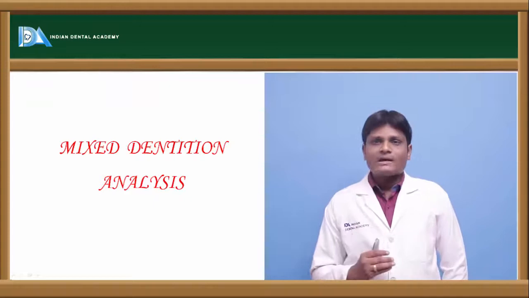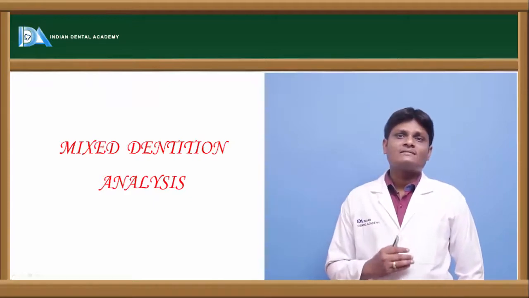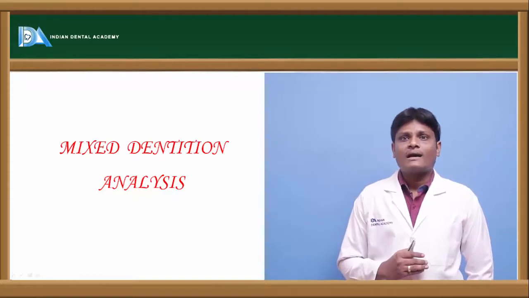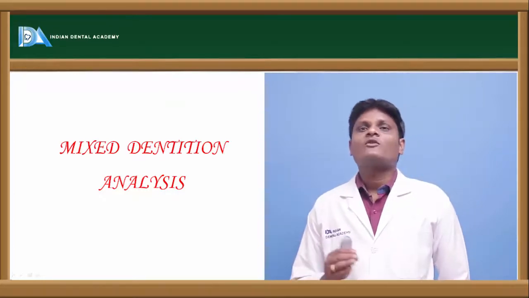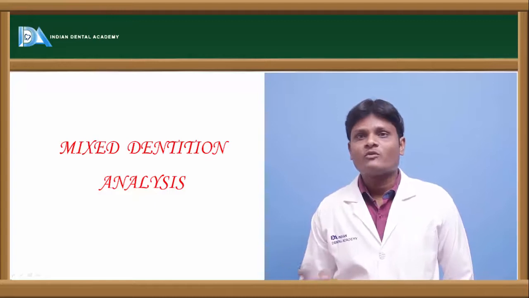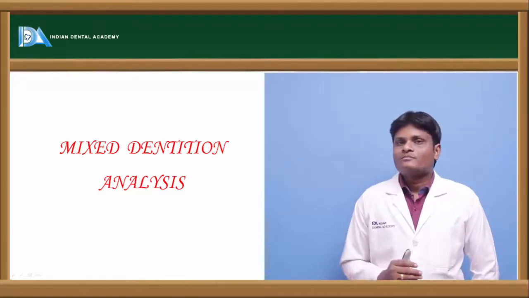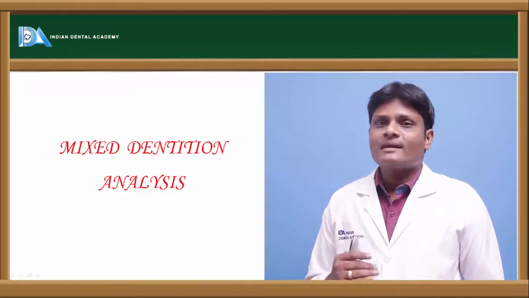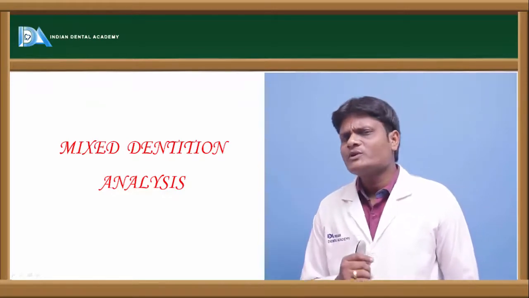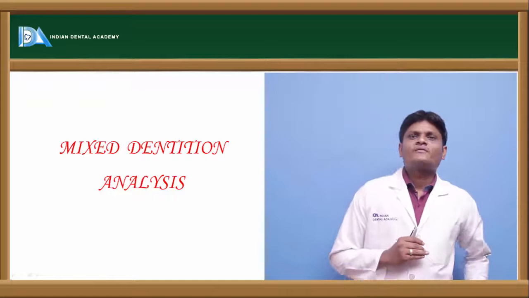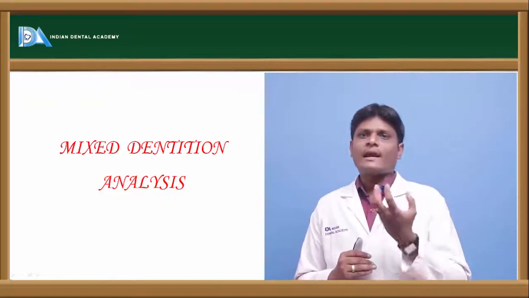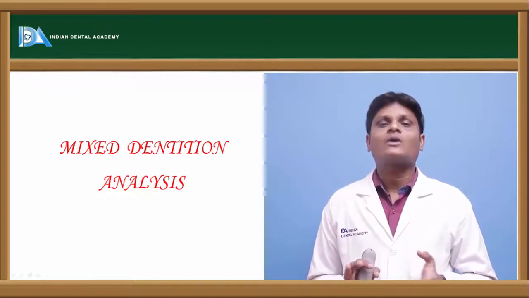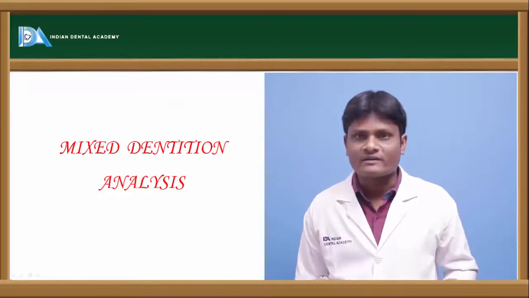So those are the permanent dentition analyses that are most commonly used clinically and most commonly asked from the academic point of view and from the examination point of view. Now, the next important thing is mixed dentition analysis. As I told you, in the permanent dentition we have a full complement of permanent teeth and we need to just evaluate the arch length and tooth size discrepancy, or arch width and tooth size discrepancy, whatever it is.